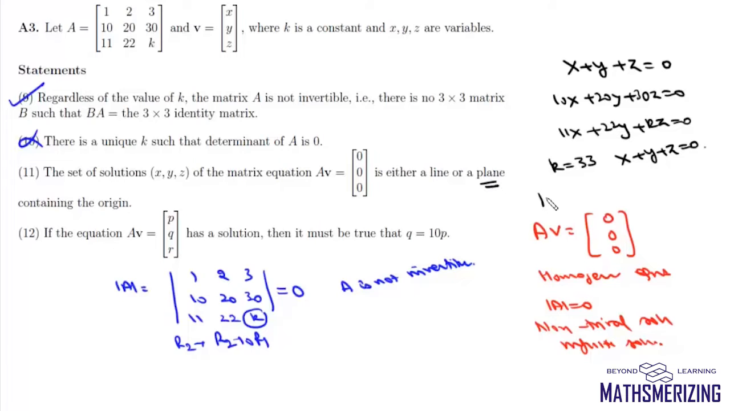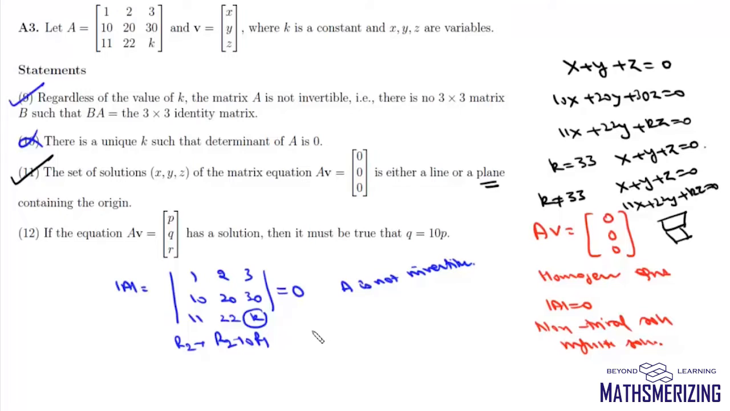And if k is unequal to 33, then we have two non-parallel, non-identical planes, x plus y plus z equals 0 and 11x plus 22y plus kz equals 0, and these two planes will intersect in a line. That means this statement 11 is correct.